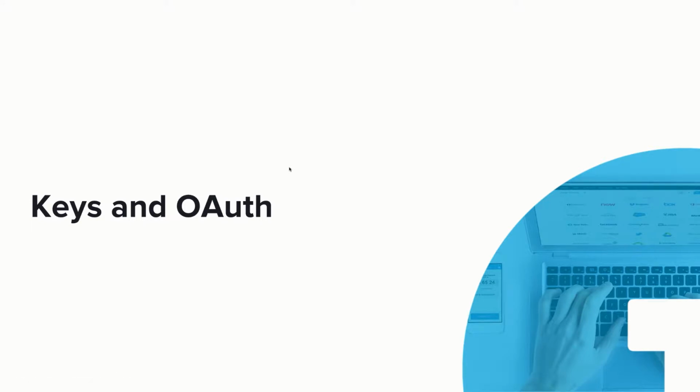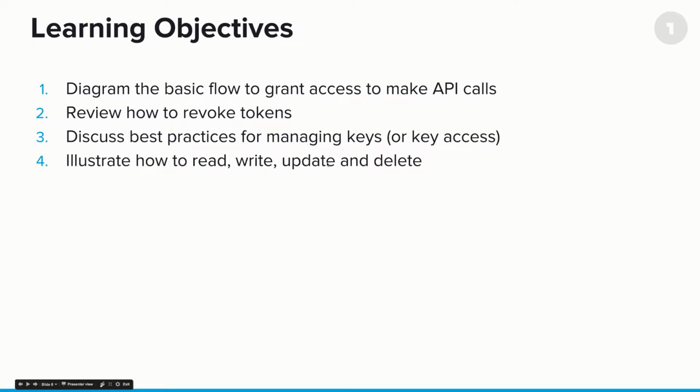So first things first, let's talk about keys and OAuth. We'll diagram the basic flow of how to grant access to make API calls. We'll review how to revoke tokens. We'll discuss best practices for managing keys or access to keys. And finally, we'll show how to read, write, update, and delete these keys.